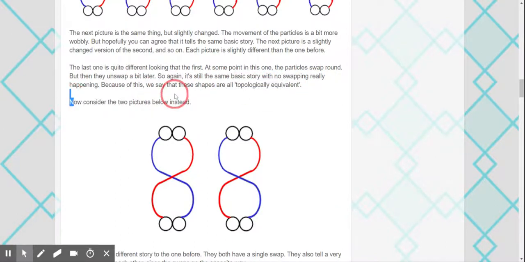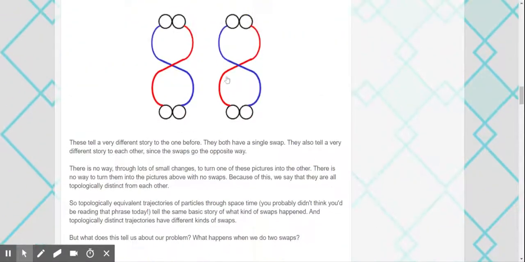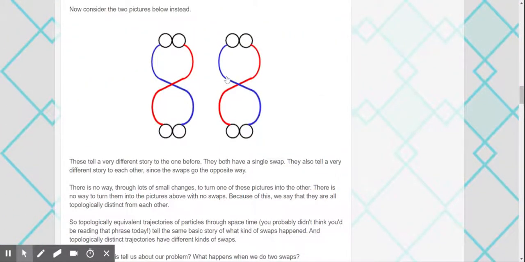Now consider the two pictures below instead. These tell a very different story to the one before. They both have a single swap. They also tell a very different story to each other since the swaps go the opposite way. There's no way, through lots of small changes, to turn one of these pictures into the other, or to turn either into a picture with no swaps. Because of this, we say that they are all topologically distinct from each other.